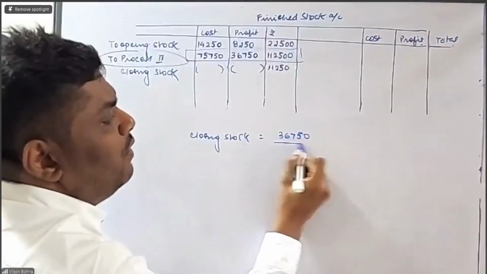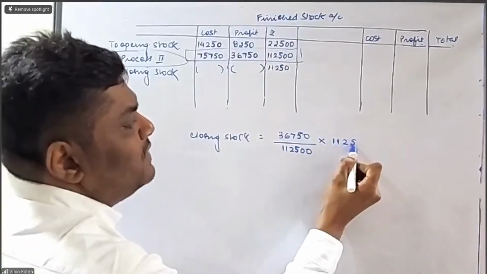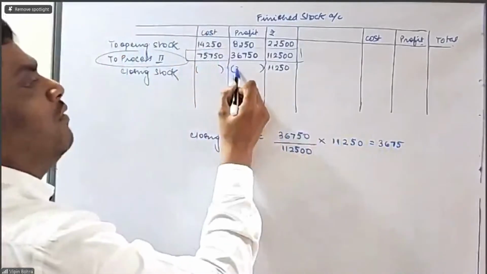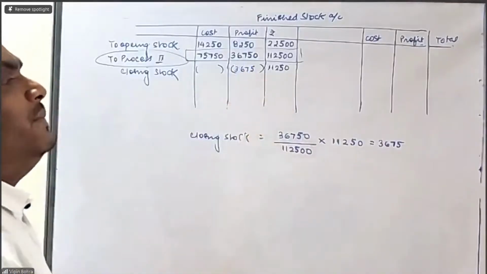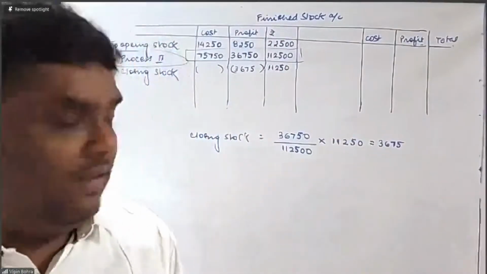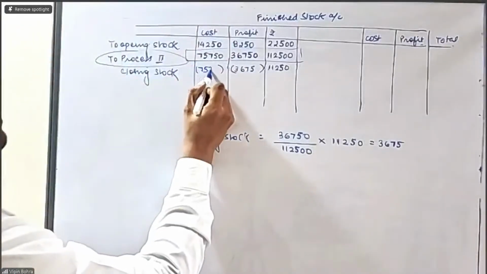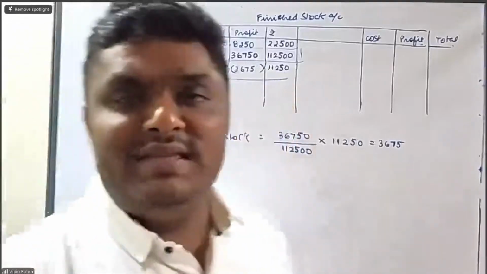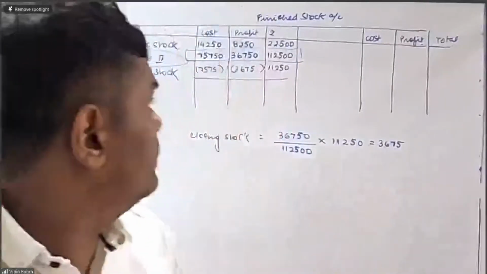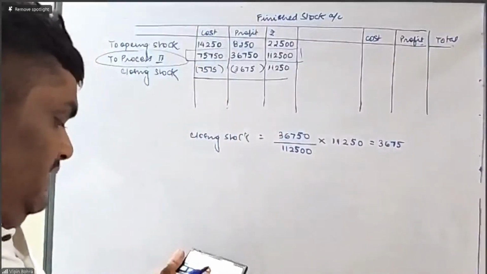So very simple, when talking about the valuation of closing stock and profit element, 36,750 is the profit on total 1,12,500. So on 11,250, how much will be the profit? 3,675. So 11,250 minus 3,675, so 7,575 will be the value of closing stock. So the reason for discussing this account is basically the calculation of closing stock and calculation of final value. So it will be 14,250 plus 7,550.